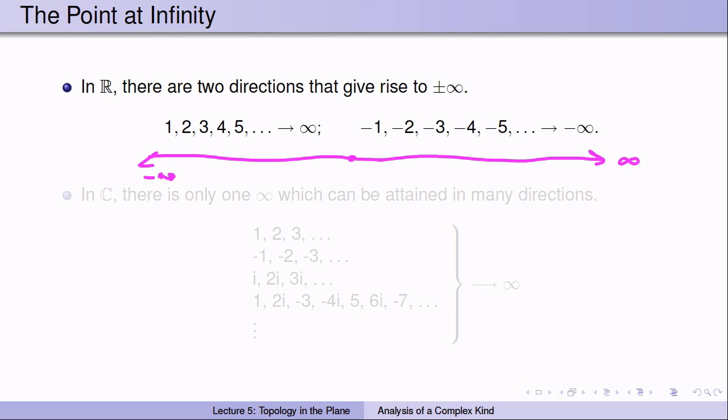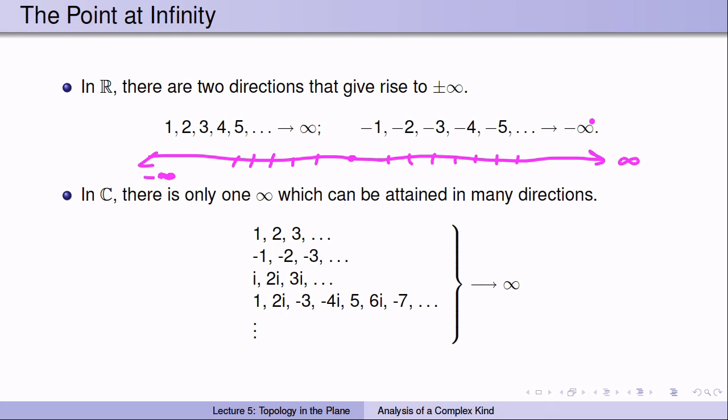So, 1, 2, 3, 4, 5, walk out towards plus infinity, and -1, -2, -3, -4, -5, go toward negative infinity. So we have a plus infinity and we have a negative infinity. In the complex plane, there's only one infinity. We regard infinity as the same no matter how you get there. If you leave any bounded set, you're going toward infinity. So there are lots and lots of ways of getting there. 1, 2, 3 is one way of getting toward infinity. Or -1, -2, -3, -4, -5, that also goes toward infinity.